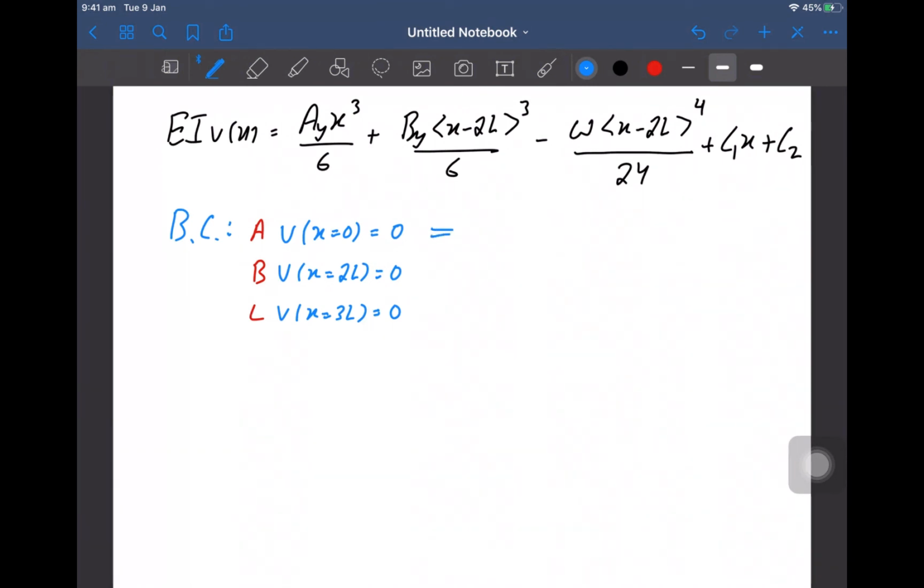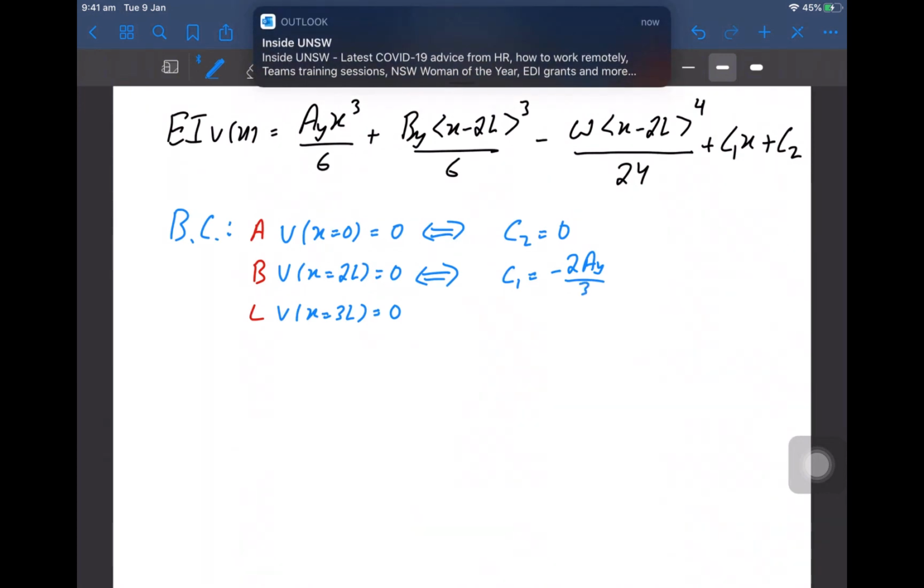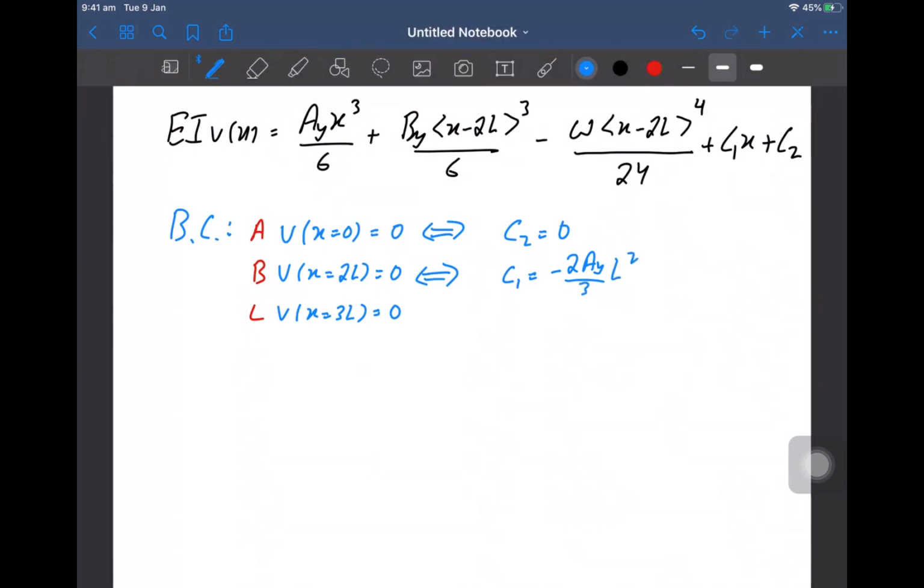So if you solve this, you'll get that C2 is equal to 0. You'll get that C1 is equal to negative 2 times the reaction at A, L squared cubed. And the third equation will give you that, and this is the third equation that we need to use to find our reaction forces.